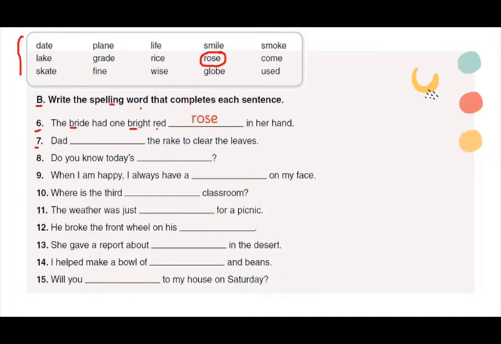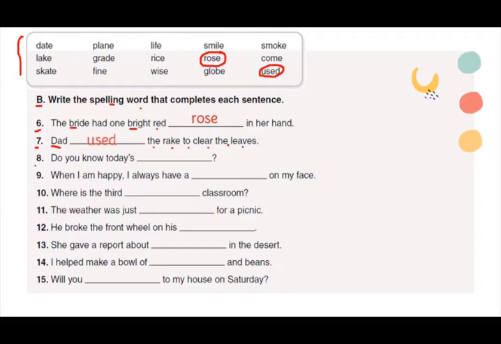Number 7. Dad blank the rake to clear the leaves. So here I have to add a verb, okay, because this is the subject. After the subject I need to add a verb so I can have a complete predicate. So dad, what do we say? Dad used, he used the rake to clear the leaves.